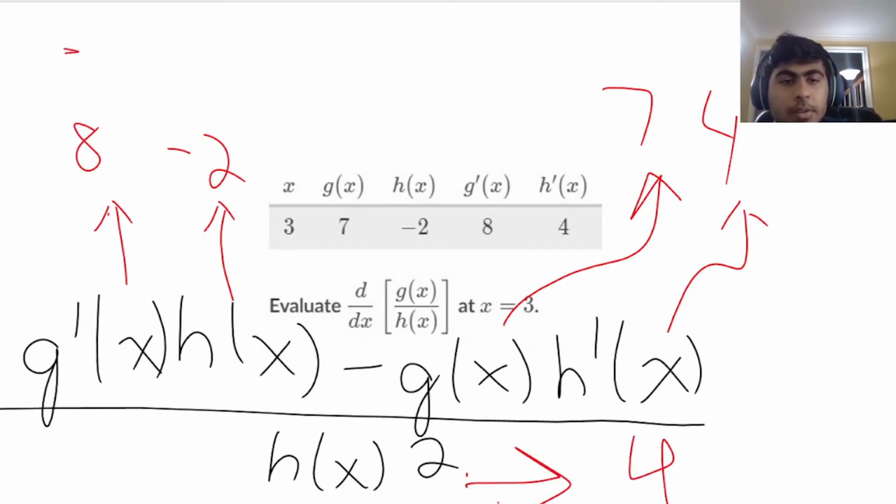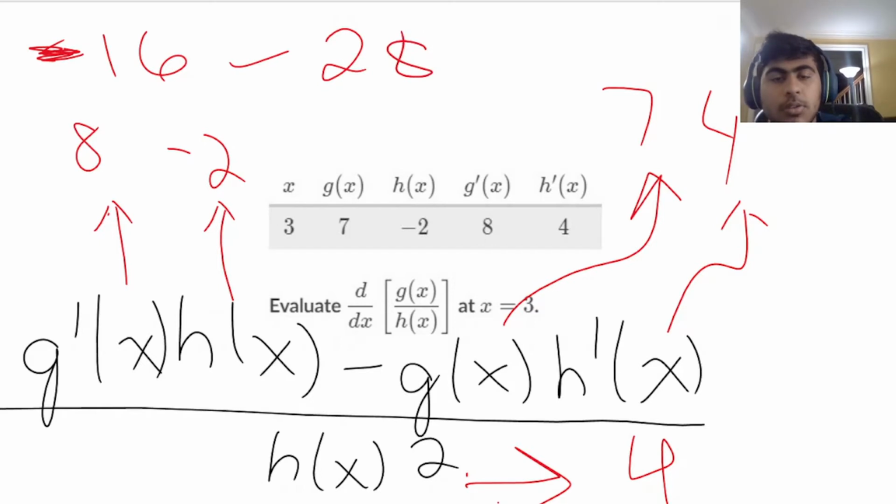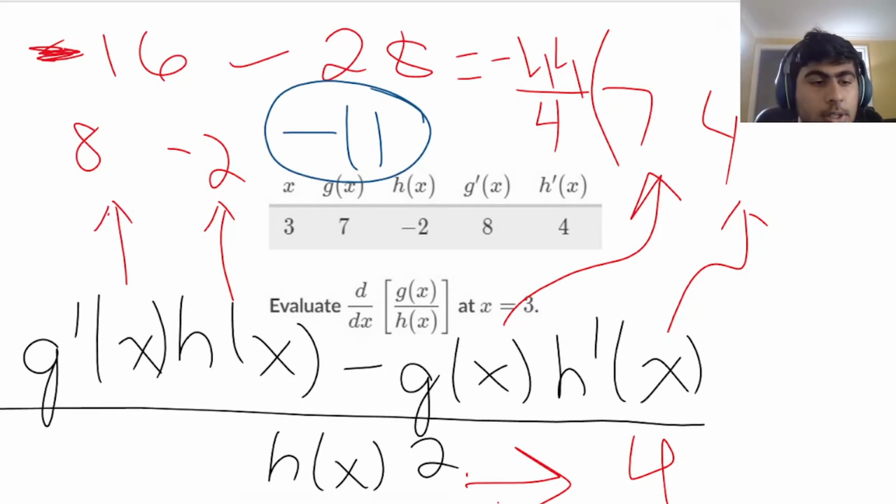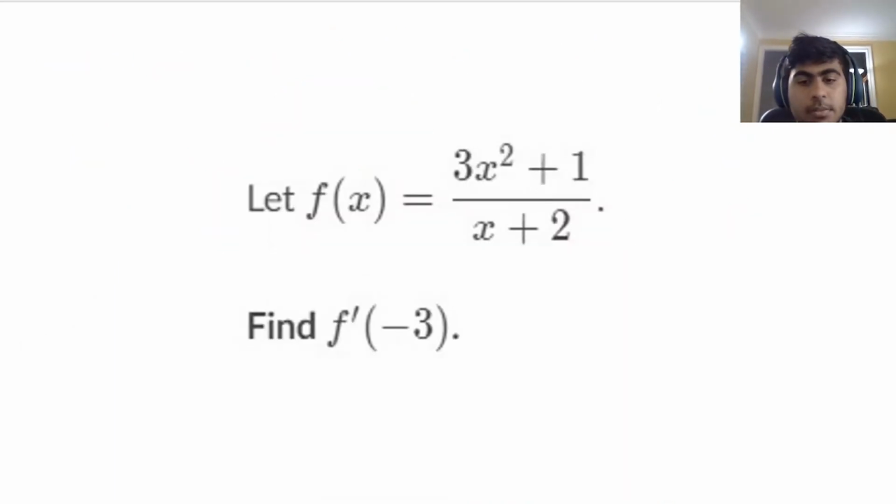So 8 times negative 2 is negative 16. Negative 16, and then subtract 28. It's going to be negative 44. And then divide that by 4 to get negative 11. And that's our answer. Alright.